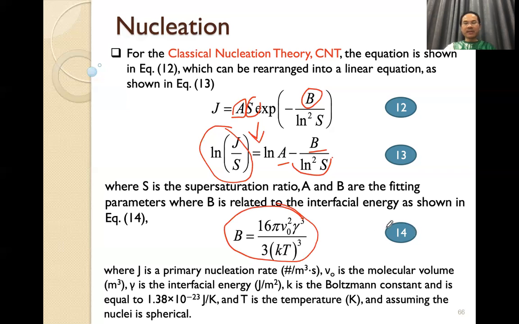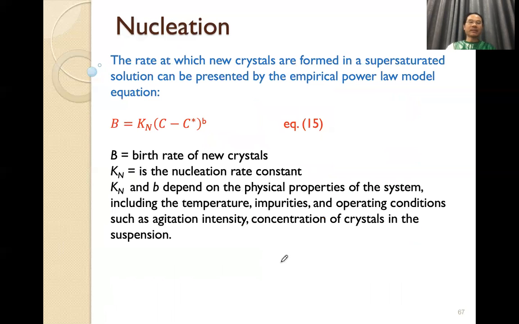For a spherical crystal, you can assume B is 16 pi V0 squared gamma cubed over 3 kT. Here V0 is the molar volume of the crystal, gamma is the interfacial energy, and k is the Boltzmann constant. In industrial applications, we mostly represent the nucleation rate as a function of driving force or supersaturated solution. We call this the empirical power law model.